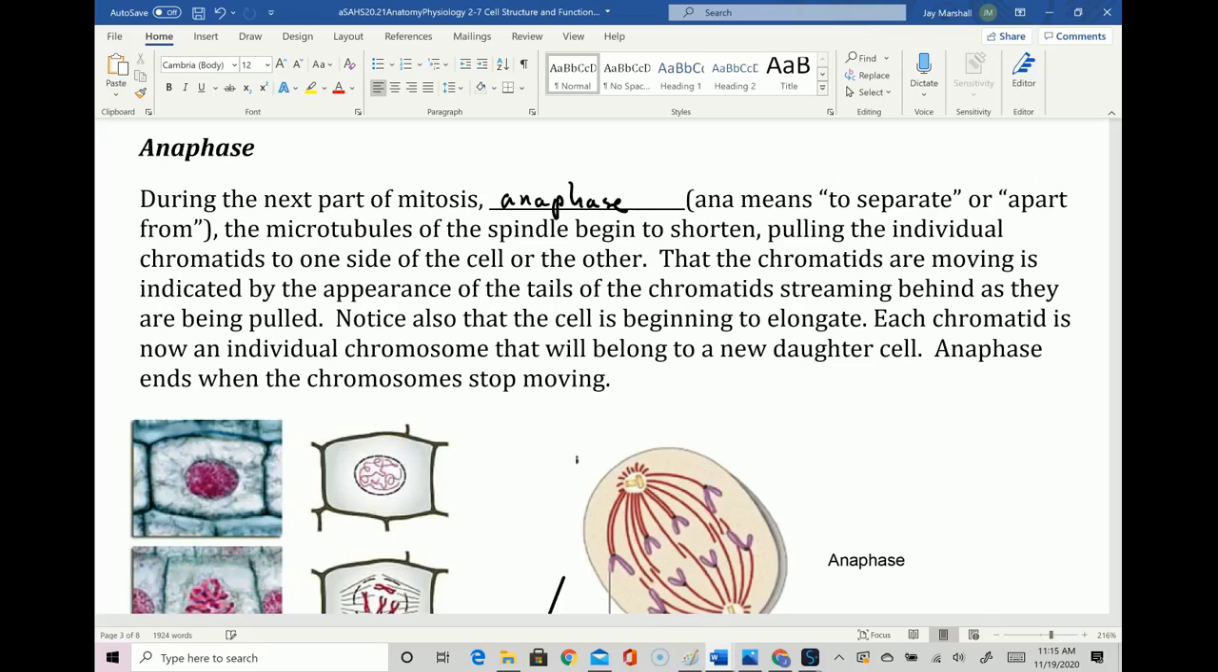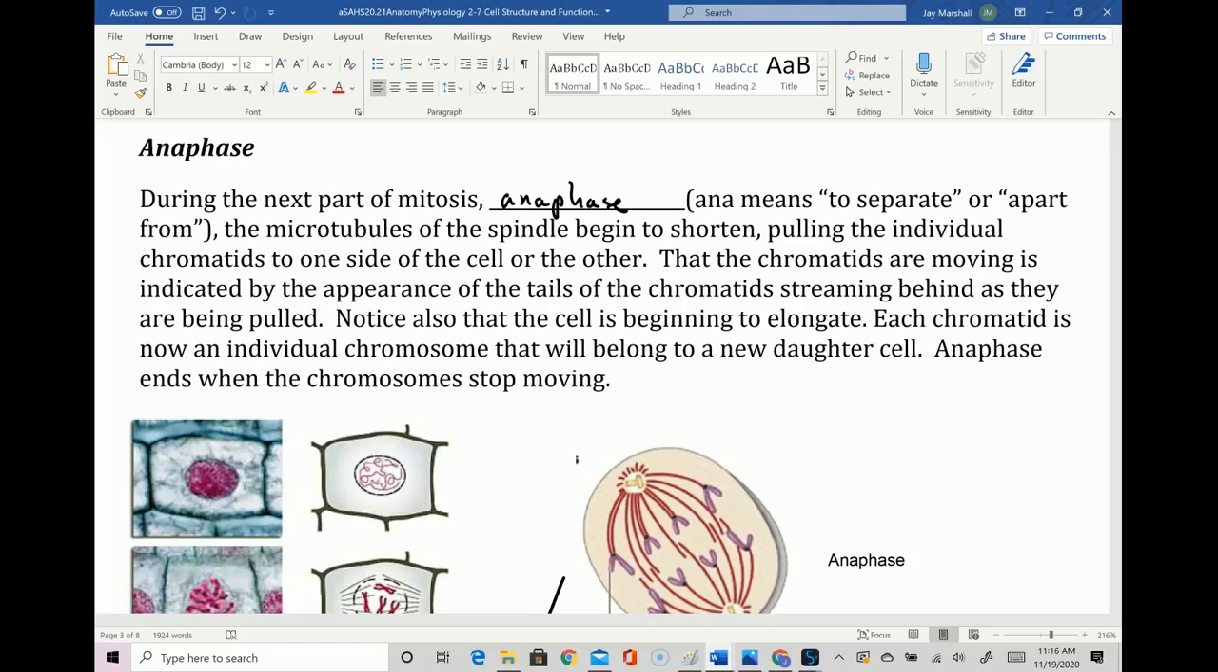Okay? And again, I don't have to memorize things here because the word itself tells me what things mean. Ana means to separate or be apart from. Okay? So if I want to characterize the phase in which the chromosomes move apart from each other, anaphase is a perfect word to use there. It tells me that things are moving apart or separating.